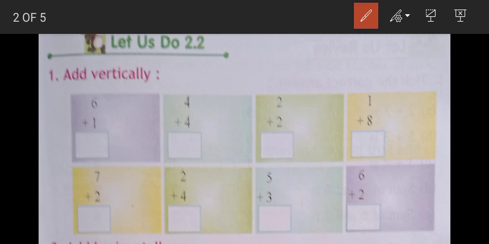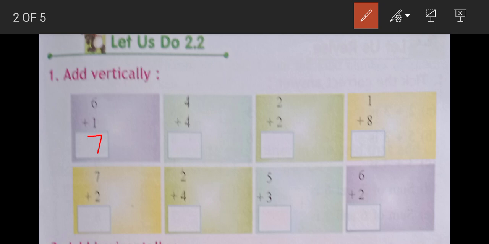Today we are going to do exercise 2.2. The first question is add vertically. We have done it, again we are doing it. You have to add it. As you know these things, I am not going to do all the problems. What will be the answer here? 6 and 1, it will be 6 plus 1 is 7. Vertical method also we learned, horizontal also we learned, everything we learned from the try this, but now we are doing from the exercise.